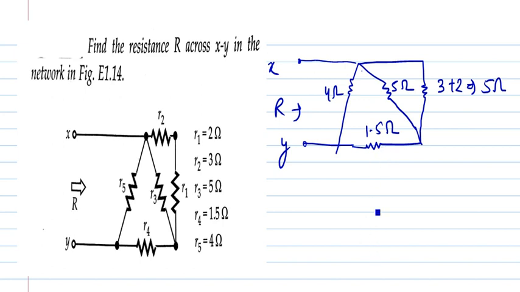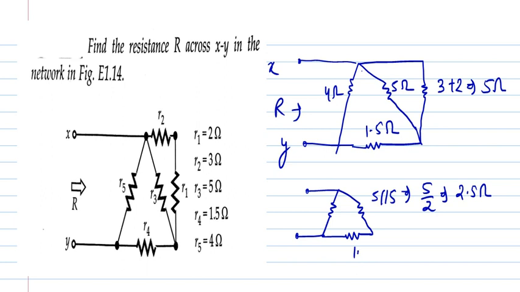Now we can see the 5 and 5 ohm are connected in parallel. So now we will solve these two parallel combinations of resistances, and the circuit will be formed in this manner. This resistance will become 5 parallel 5, that is equal to 5 by 2, or you can also say 2.5 ohm, and here it is 1.5 ohm, and here it is 4 ohm.